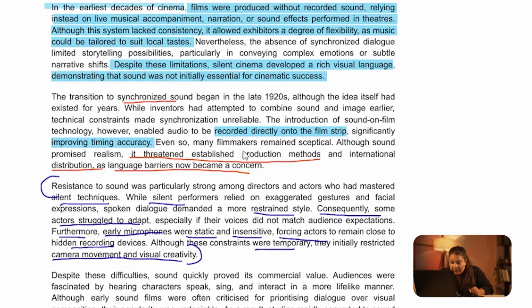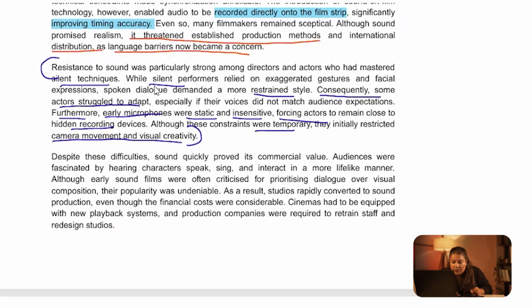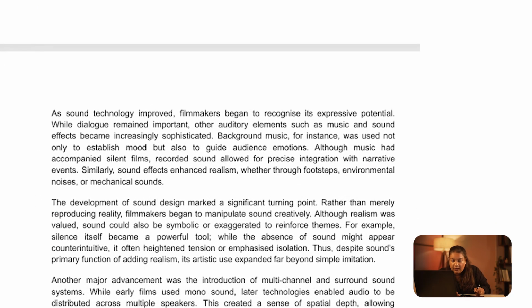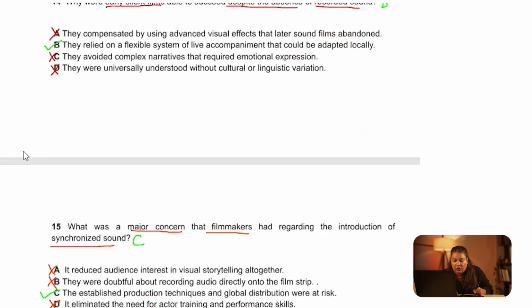No. Okay, we do have filmmakers, but it doesn't talk about anything related to technology improvement or the sound evolving. Again, here we do have sound, it's throughout, but we do not have anything talking about filmmakers. But here I could see the keyword filmmakers and it does talk about sound technology improved. So we'll continue skimming and scanning. Record about sound, precise integration with narrative events, similarly sound effects enhance realism, weather through footsteps, okay. And again we have something talking about development of sound. Design marked a significant turning point and it does talk about filmmakers and they began to, what did they do? They began to manipulate sound creatively and exaggerated to reinforce themes, thus despite primary function, artistic use expanded far beyond simple imitation.